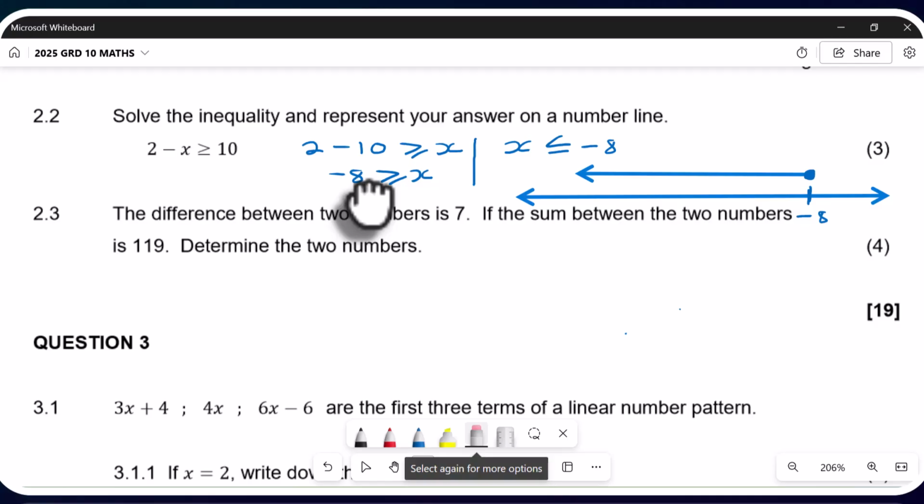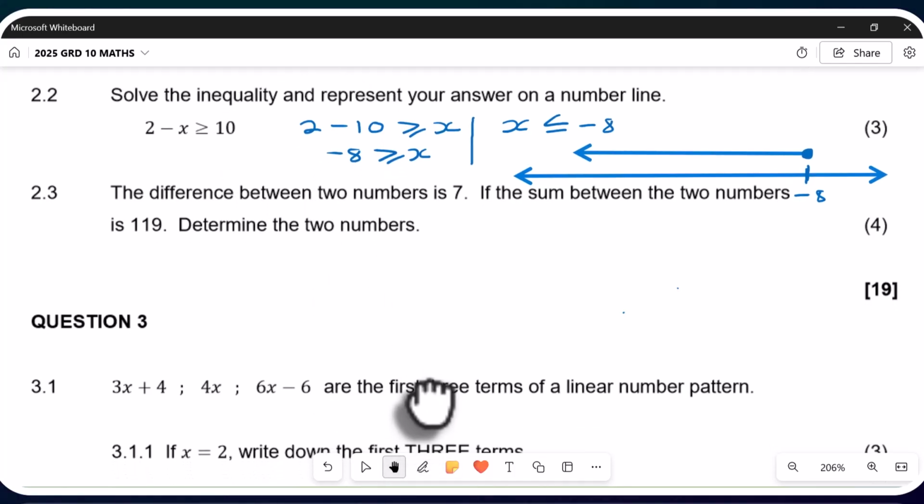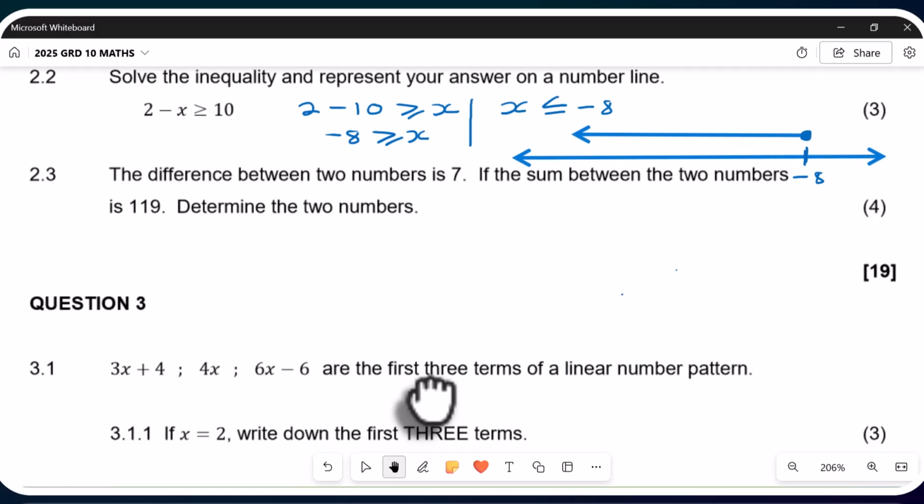Now the question says that the difference between two numbers is 7. The sum of the two numbers is 119. Determine the two numbers. Tn equals the first term plus n minus 1 times d, where d is the common difference. So here, what's our first term?